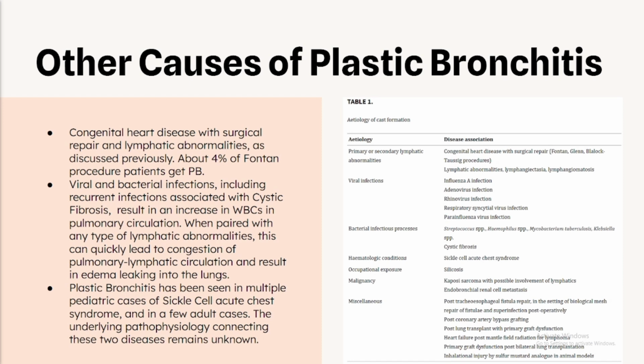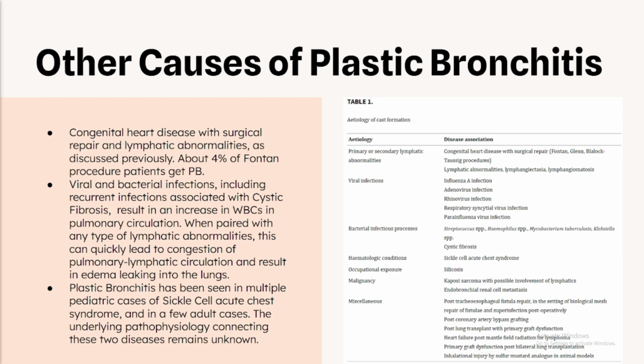So what are some other causes of plastic bronchitis? So while congenital heart disease, particularly Fontan circulation, is the most recognized risk factor, it is not the only cause. Other underlying conditions include lymphatic anomalies, viral respiratory infections as seen in our cystic fibrosis patients, asthma, and sickle cell disease. There have been rare reports associated with influenza and RSV.